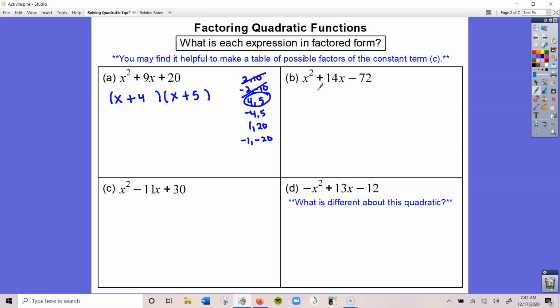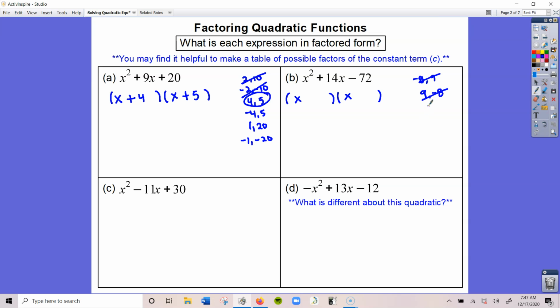Moving on to x squared plus 14x minus 72. So we can create our two parentheses here, x and x, and I can start making a list of numbers that multiply to give me negative 72. We can do negative 8 and positive 9, but negative 8 plus 9 is a positive 1 and not 14, so it can't be that one. We could do 9 and negative 8, but 9 minus 8 is 1, which can't be that one either.